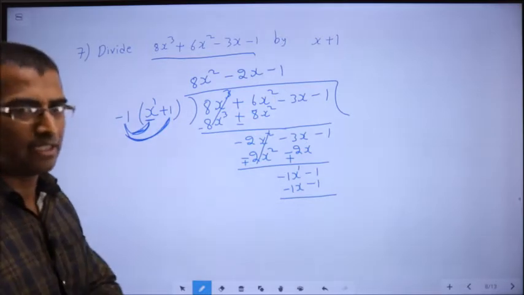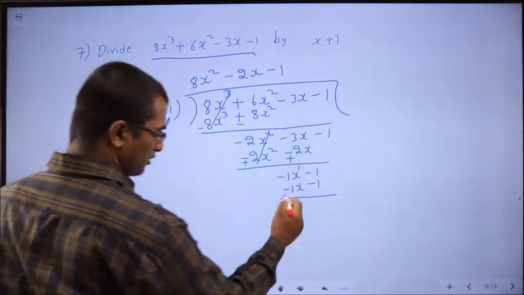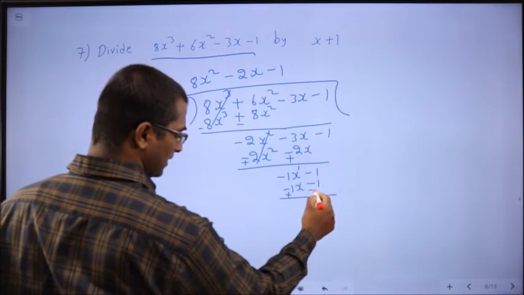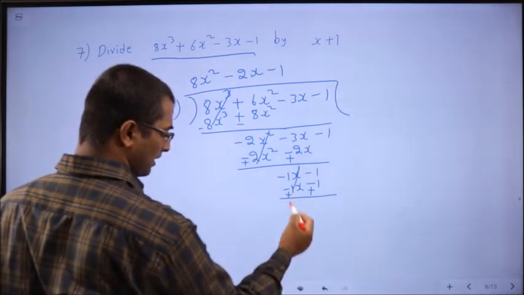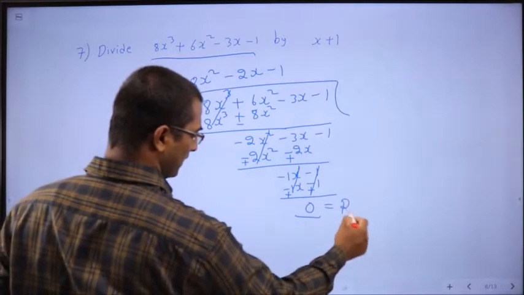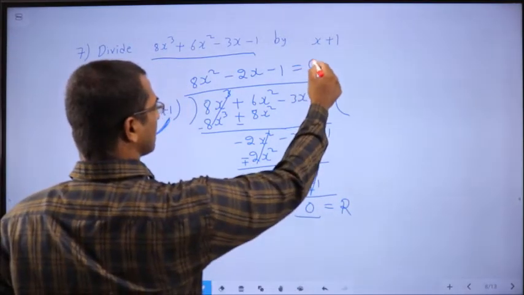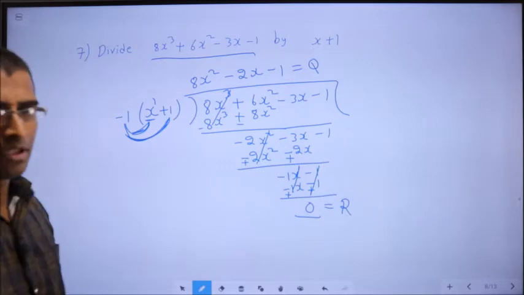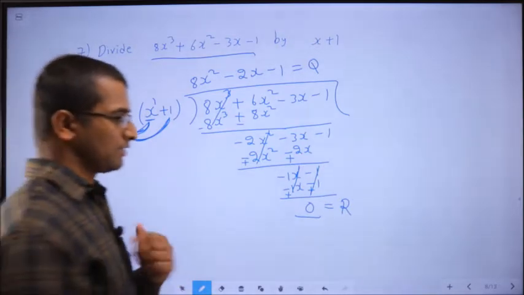Okay. Now change the sign. So minus, change it into plus, minus, change it into plus. This cancels out, this also cancels out. So this is the remainder and this is the quotient. Clear? Next one.